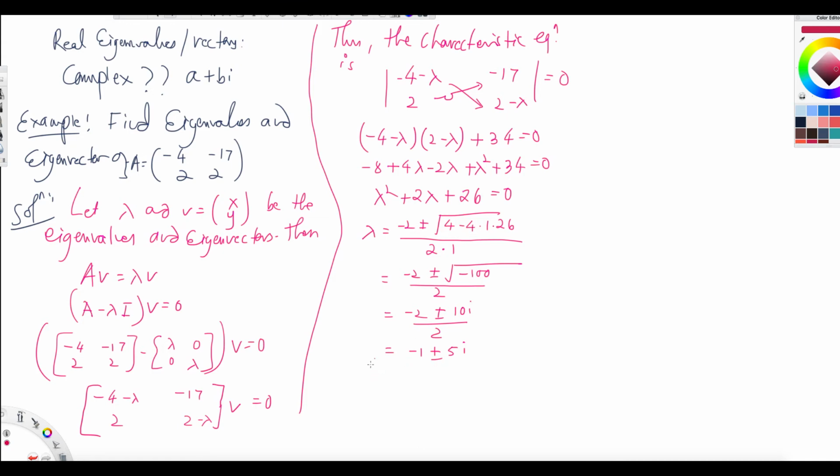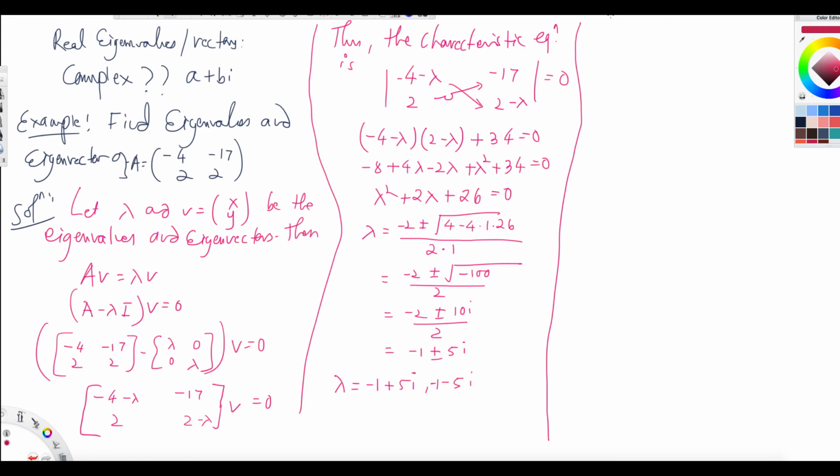So those are the two values of lambda, right? Lambda equals -1 plus 5i and -1 minus 5i. So it sounds like they are conjugates of each other, right? You see that? So if a plus bi is an eigenvalue, then its conjugate is also an eigenvalue here. Okay, now what we want to find out is the eigenvector.